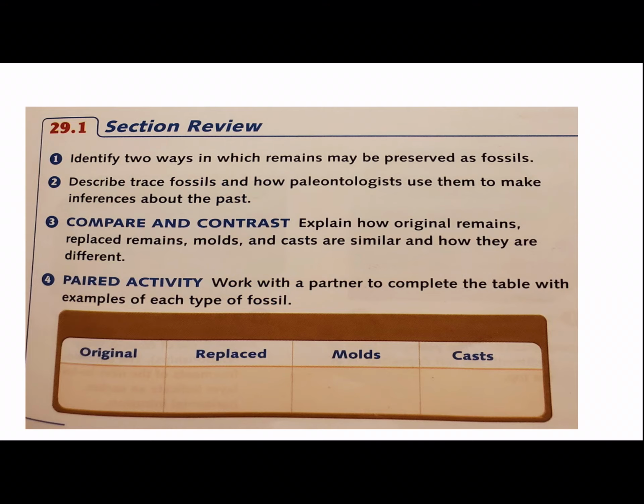So how are they different? The original remains is going to give more information because it has the entire animal or plant. But how are they all similar? They all give scientists information that they can use to learn about the animal or plant, okay? So this is 29.1.